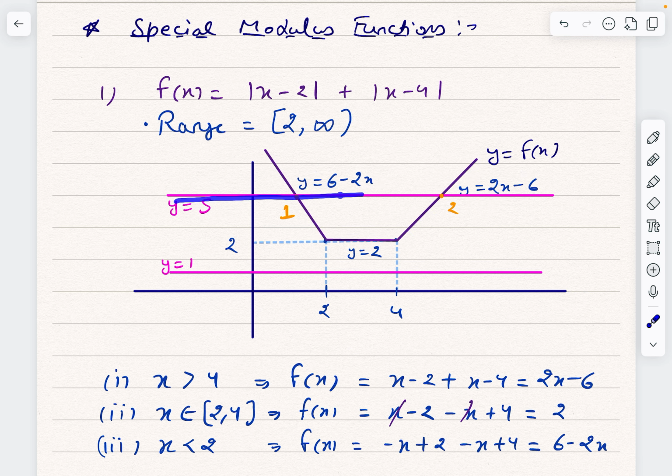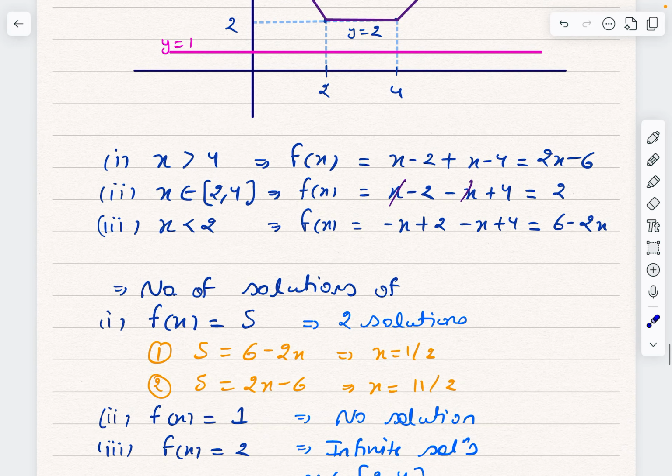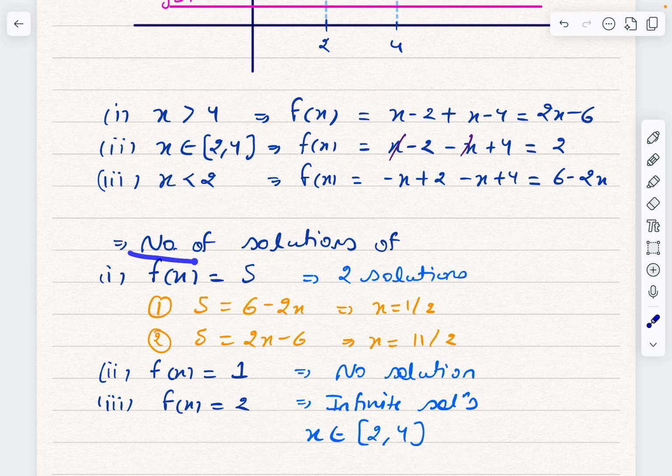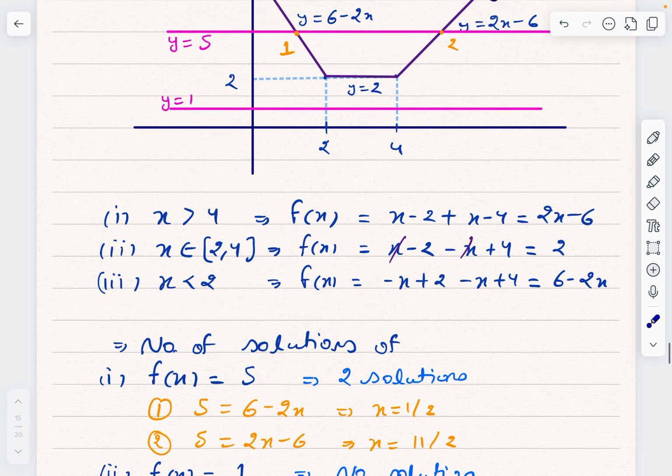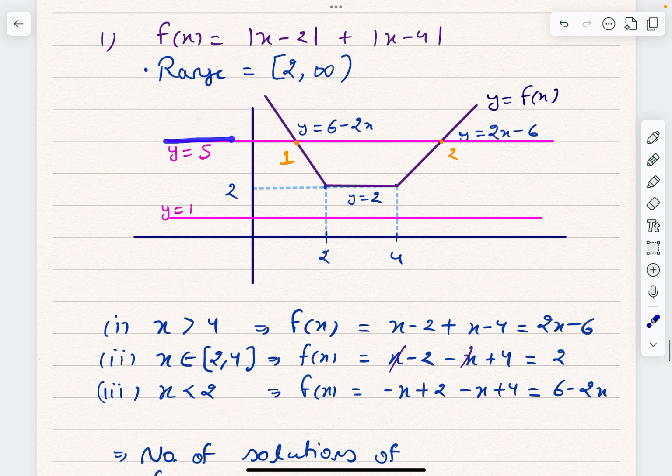Now, what are these pink lines and all? This is for the next part. We'll put these kinds of questions. Find the number of solutions of f(x) equal to 5. What you will do here, you will draw a line y equal to 5 and see their point of intersection. At how many points does this line intersect our graph? You can see it will intersect at 2 points. One time this line, other time this line. So there are two solutions.